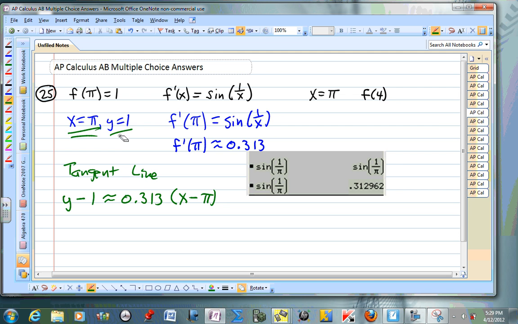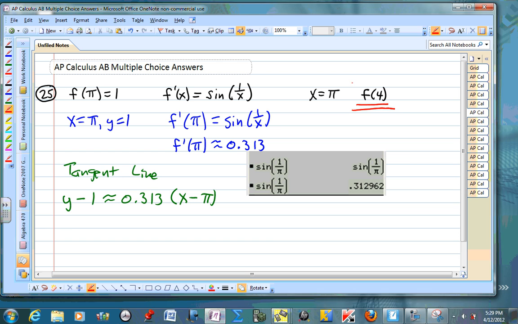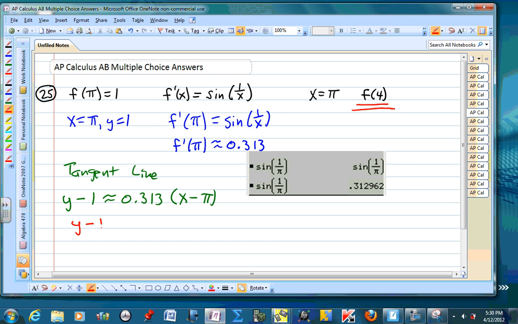Now, what we're supposed to do is use this tangent line to approximate the value of f of 4. So that means we're going to replace x with 4, and let's see what happens. Y minus 1 is approximately 0.313 times the quantity 4 minus pi. We just replace an x with 4, and if you get y by itself, we'll add 1 to both sides. So y is approximately 0.313 times the quantity 4 minus pi, and all of that plus 1.